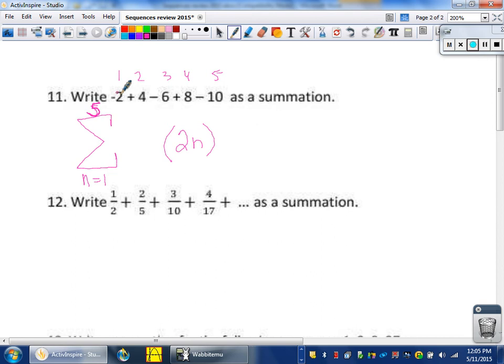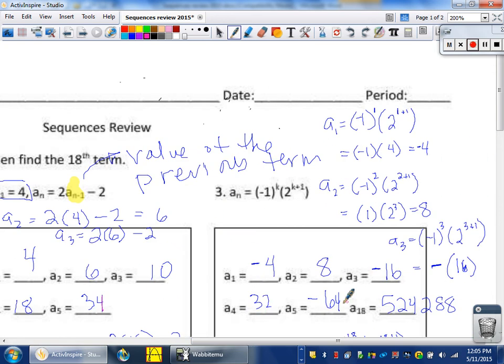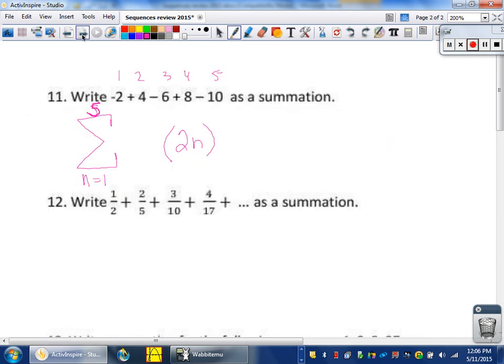But notice we have a negative, positive, negative, positive, negative, just like we did on that first page over here. So we need to include this. This is the term that changes your positives to negatives and negatives to positives. Because the first term is negative, we're going to leave it to an odd power. So odd first. Had your first term been positive, this would have been an n plus 1 to make the first term positive. Okay, that is summation notation.